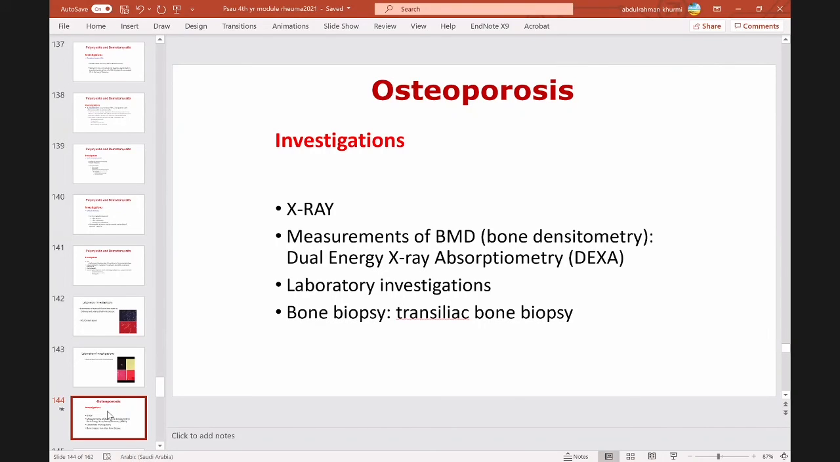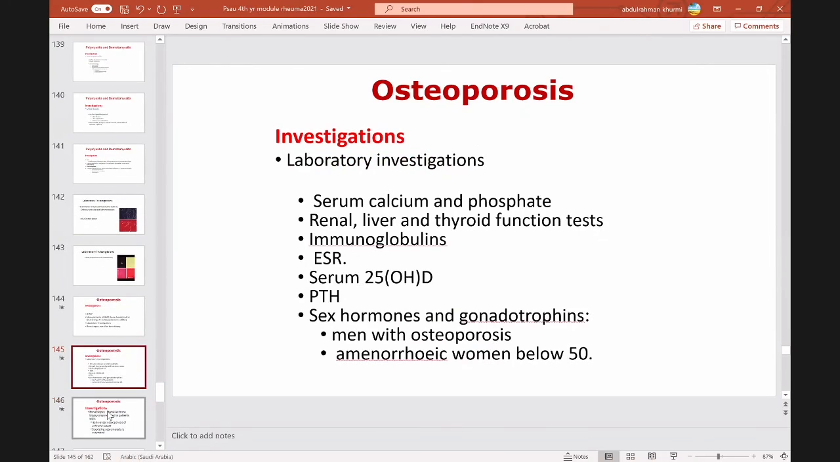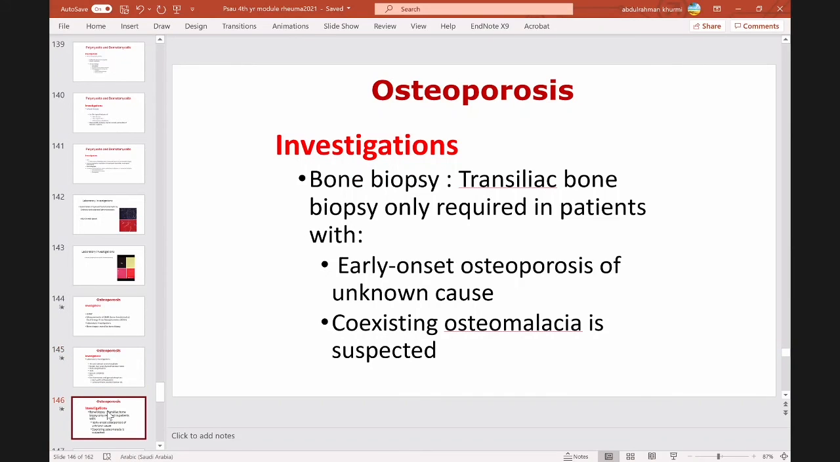You need also to do other labs, including serum calcium, phosphate, renal function, liver function, thyroid function tests, vitamin D, and PTH. In male patients, you need to do sex hormones, and in amenorrheic women also, you need to do sex hormones. Some people do biopsy, but this is not really needed. I never did a biopsy for that.